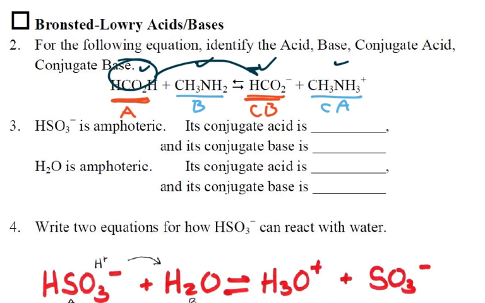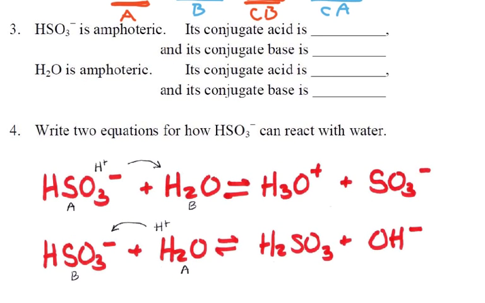Now for the next part, it's saying that HSO3 minus is amphoteric, which means it can act as an acid or as a base. So what is its conjugate acid? What is its conjugate base? And the same thing, water.